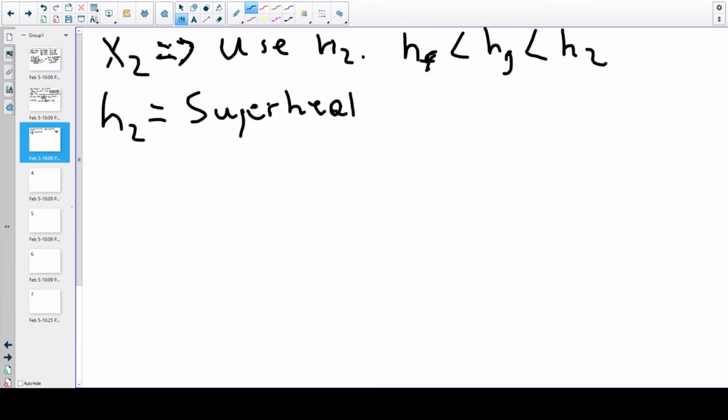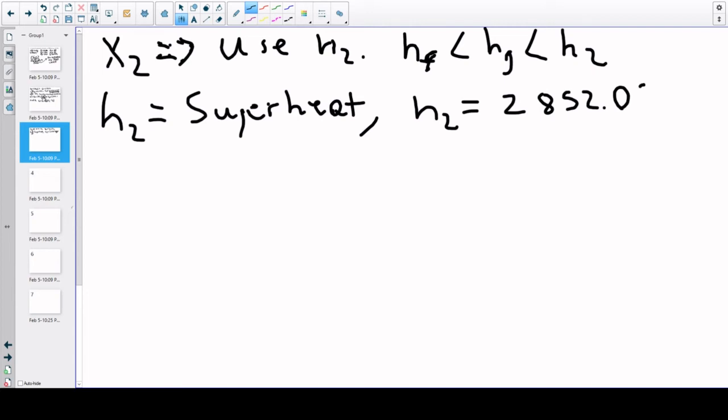And so, from knowing that, we go to the tables and we have to interpolate or guess, depending on how you guys want to do it. But I interpolated my value.